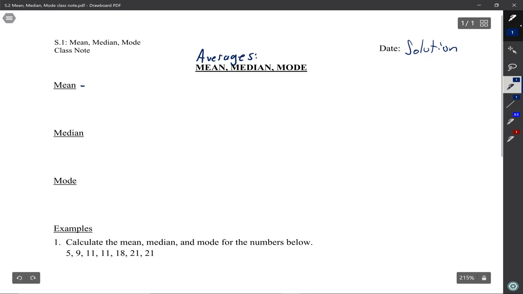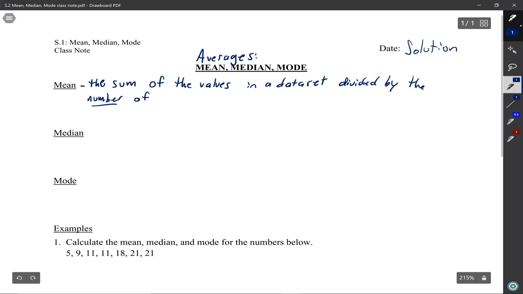So mean is the sum of the values in a data set divided by the number of values. Now remember, sum is addition.